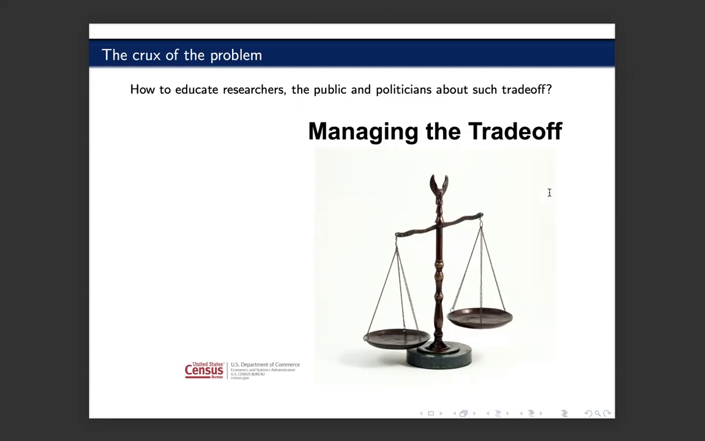And how do we manage the trade-off? Even what is a trade-off for a layperson? Understanding that you cannot have everything, you have to do something about it, and there is a price to pay, but it is sometimes hard to manage, and how to kind of convince people.